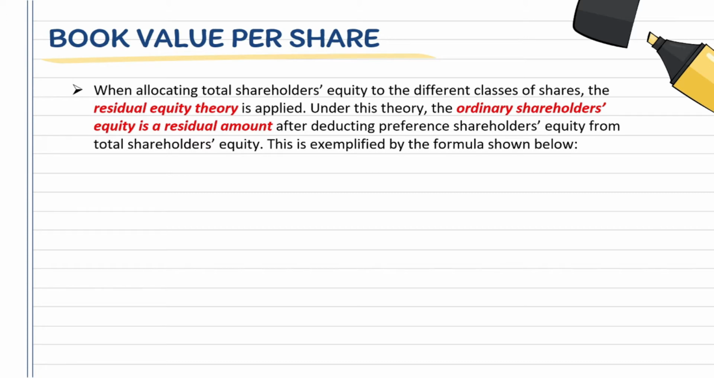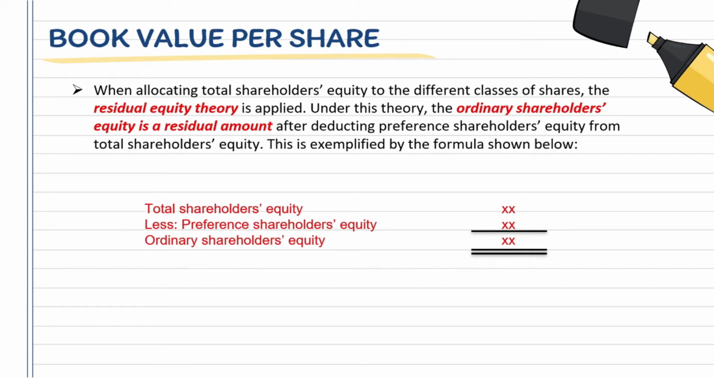So sa pag-allocate ng total shareholders' equity sa different classes of share, ina-apply dito yung residual equity theory. So ang sinasabi sa residual equity theory na yung ordinary shareholders' equity daw ay ang residual amount after ma-deduct yung preference shareholders' equity from total shareholders' equity. Isa kasi sa privileges na preference shares ay sila yung mauunang makatanggap ng dividends pag may income, and sa ordinary shares ay yung tira-tira lang o yung sinasabing residual amount. So this can be shown in the formula. Total shareholders' equity less preference shareholders' equity, and makukuha na natin yung value ng ordinary shareholders' equity.